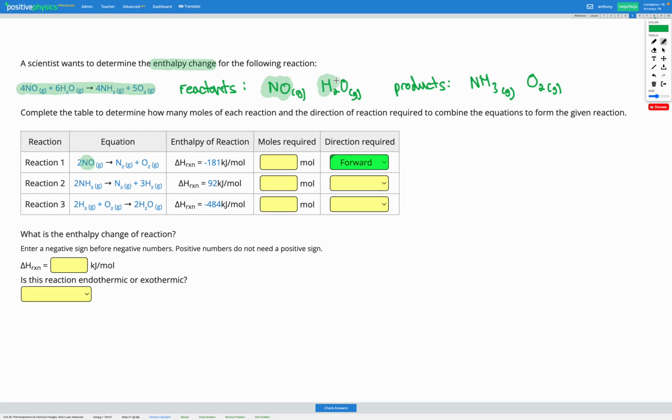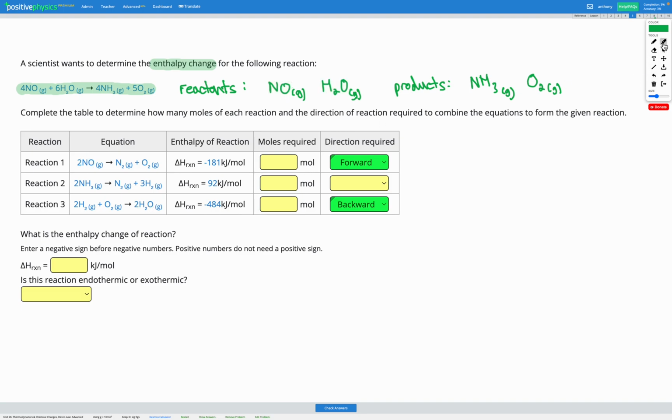Our other reactant is H2O. Let's find that. Here's H2O. Currently in reaction 3, that's in the products, but we know it needs to be in the left-hand side on the reactants. So that tells us we're going to have reaction 3 backwards in order to have that in the correct place.